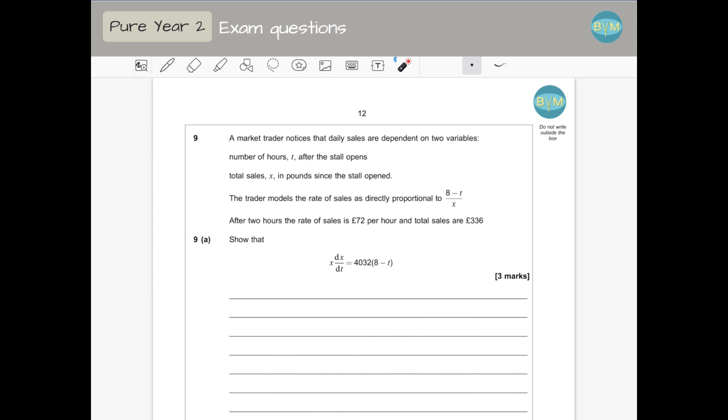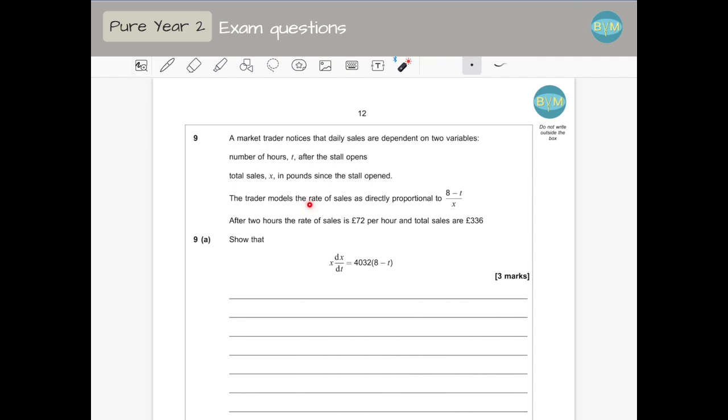Hello, this is question 9 on June 2018 paper 2 from AQA. A market trader notices that daily sales are dependent on two variables: the number of hours t after the stall opens and the total sales x in pounds since the stall opened. The trader models the rate of sales as directly proportional to this. After 2 hours, the rate of sales is £72 per hour and total sales £336. And we have to show that we can write this differential equation.